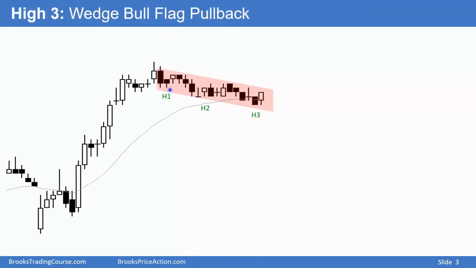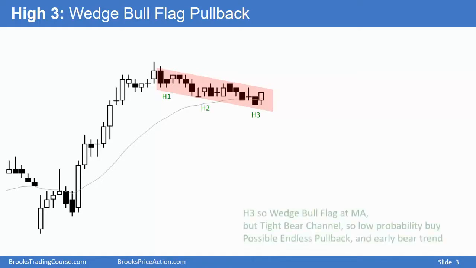Again, you can call it high 3, high 1, high 2, high 3, high 4, 1, 2, 3, 4. Doesn't matter. It's a wedge bull flag. 3 pushes down, so it's a wedge bull flag. But the channel is very tight, and the pullbacks are small. Just 1 bar, 1 bar, 1 or 2 bars, 1 bar. And that reduces the probability of strong resumption up, and it increases the probability that any bull breakout will be minor and lead to a continuation of the developing trading range instead of a resumption of the bull trend.